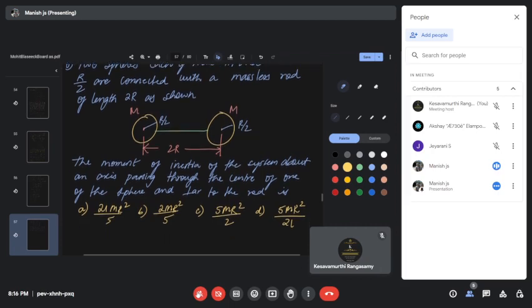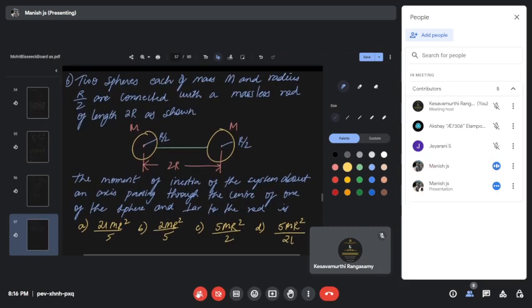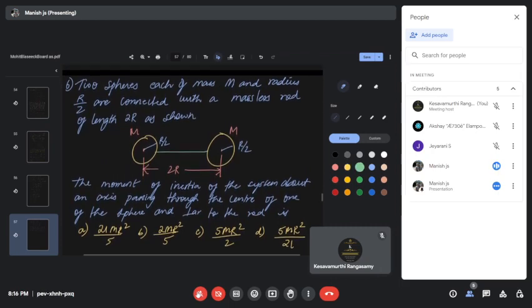So what do you mean that there is an axis of rotation along one of the spheres passing through the center? It can be the left side or right side. You can choose any one sphere of your choice. It is like this actually. This is rotating with some angular velocity omega. So if you have the axis along one of the spheres, then they are asking you what is the moment of inertia of the entire system.